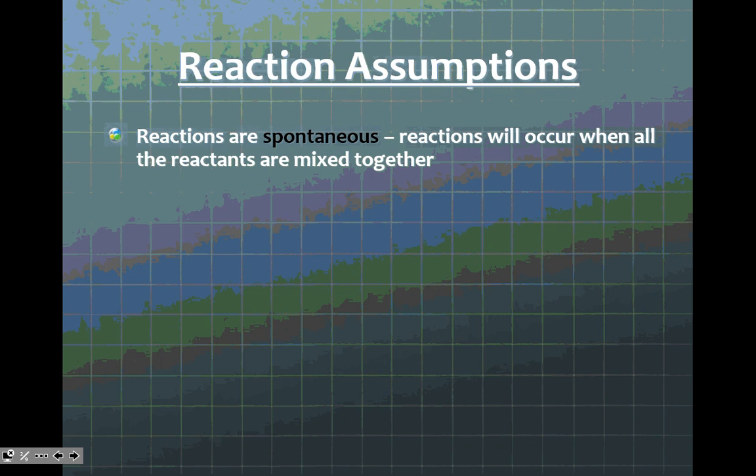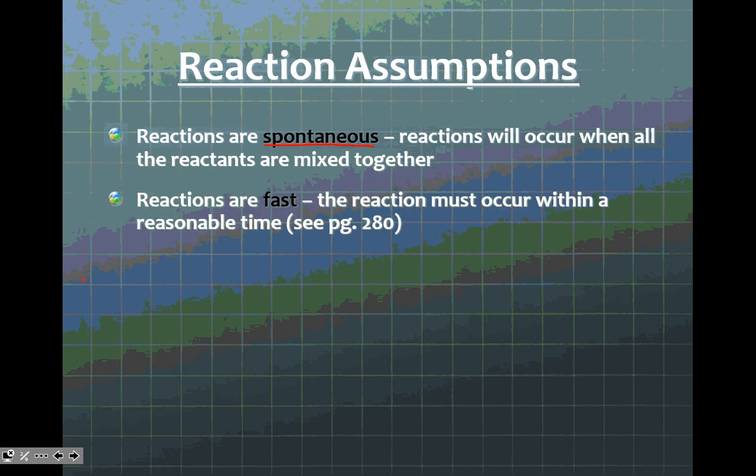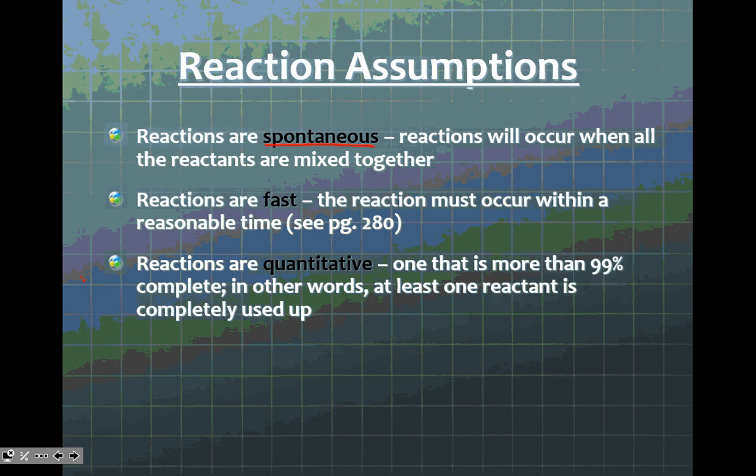Reactions are spontaneous, which means that they occur right when the reactants mix. They automatically just react. Reactions are fast. The reaction must occur within a reasonable time. They are quantitative, which means we can use our stoichiometry, and we can also say that there's more than 99% completion of one reactant to be completely used up. We know that that one reactant is your limiting reactant.